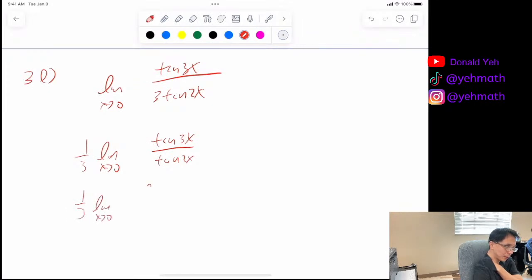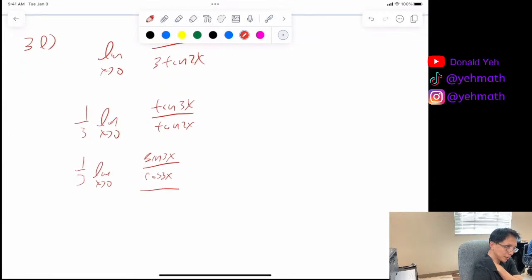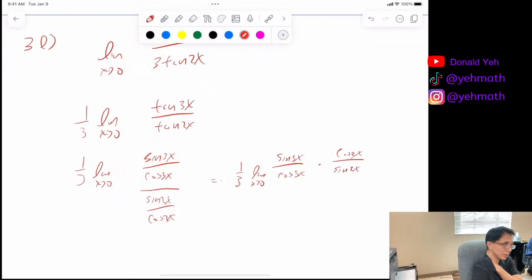So that's gonna be sine of 3x over cosine of 3x. And this one is gonna divide it by sine of 2x over cosine of 2x. So gonna keep change flip, so it'll be 1/3 limit x approaches 0 of sine of 3x over cosine of 3x times cosine of 2x over sine of 2x.